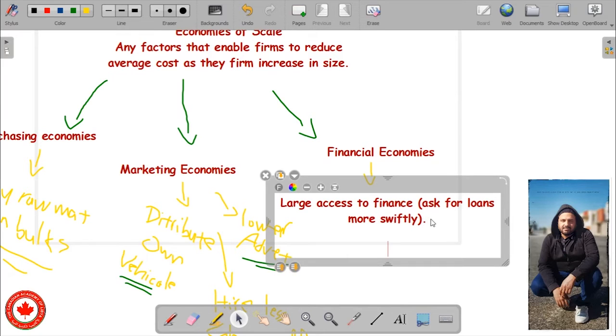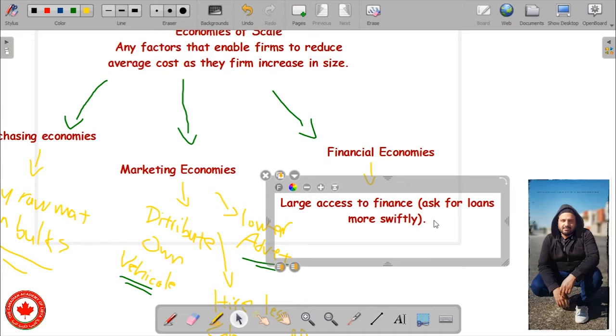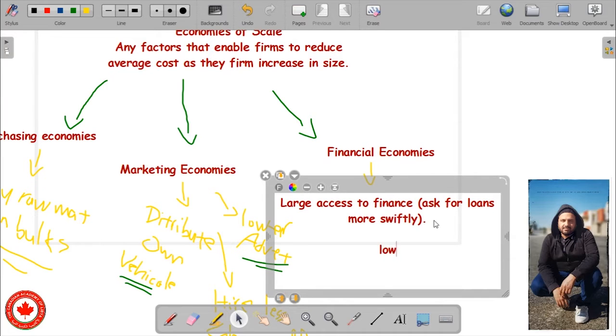So large firms are able to gain a benefit from financial economies because they will access more finance just because they are big and large and famous, and the banks will trust them to lend them money because it is less risky than lending money to small firms. Besides that, when the companies do that, they will also benefit from lower interest rates.